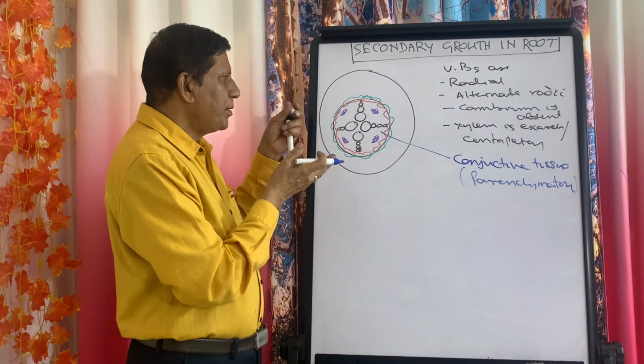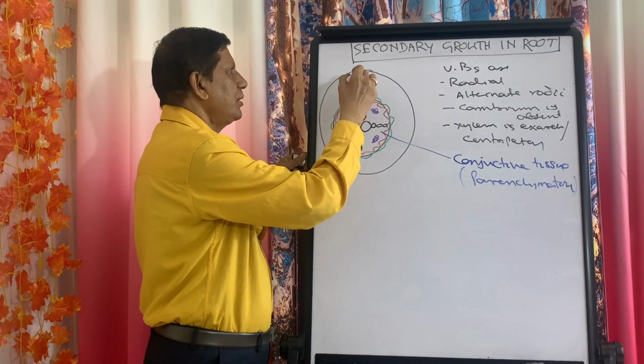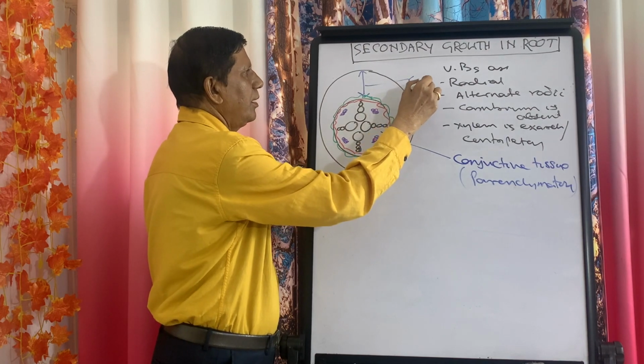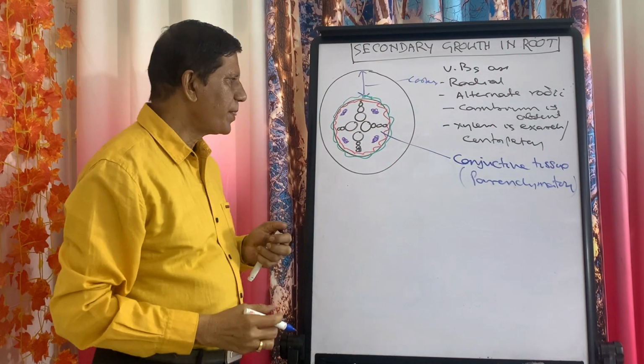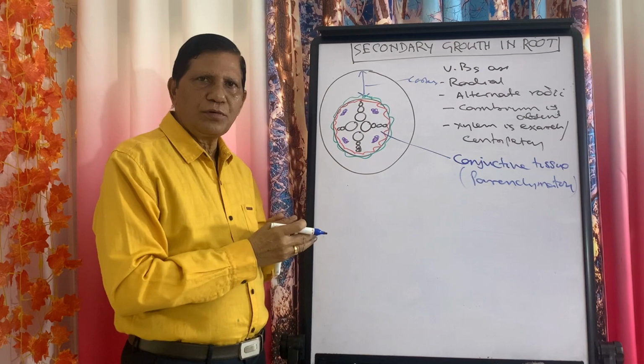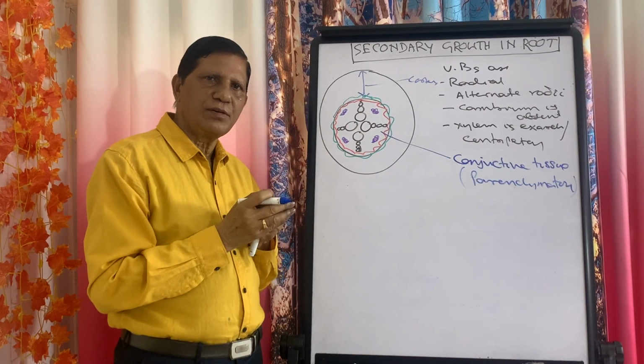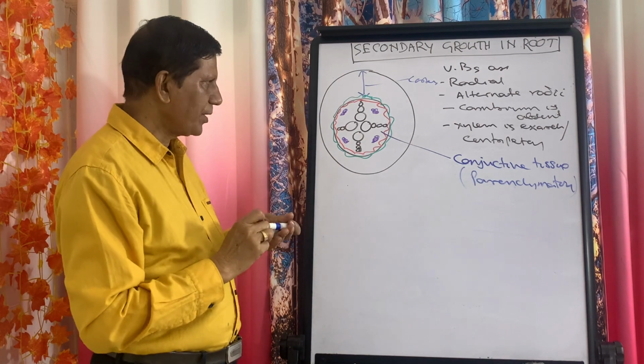So this part is the cortex, because there is no hypodermis. So this is the primary structure of the root, and there is no cambium. But when a secondary growth will take place, how it occurs, let us see.